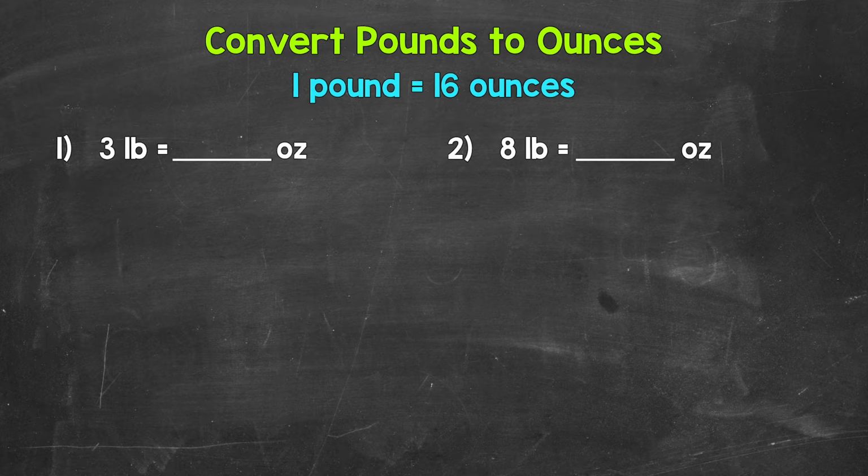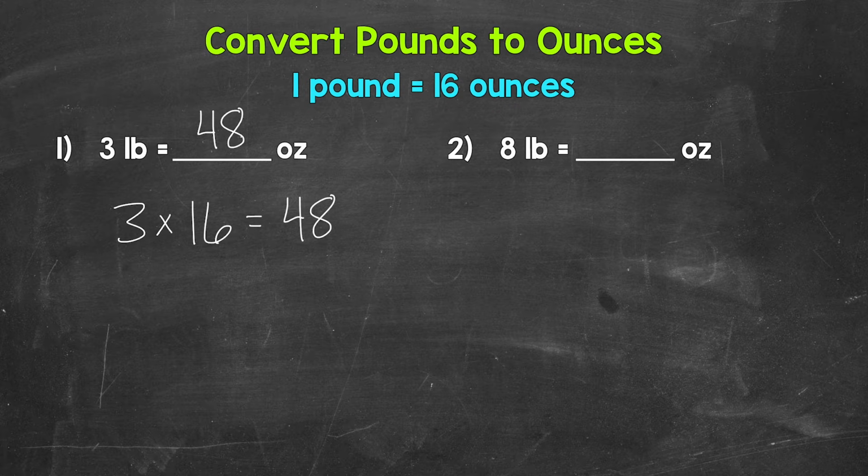Now each of those pounds equals 16 ounces. So we have 16 ounces, 16 ounces, and 16 ounces. In other words, 3 times 16. When we go from pounds to ounces, we multiply by 16. Again, because 1 pound equals 16 ounces. 3 times 16 gives us 48. So 3 pounds equals 48 ounces.